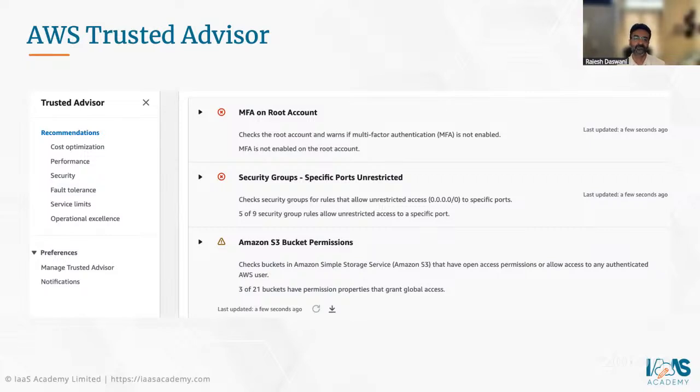The Trusted Advisor is a really excellent tool that AWS gives you to analyze your environment and see where you can make changes to be more cost effective, to improve performance, to ensure security, to implement fault tolerance, to make sure you're not crossing any service limits, and to ensure you're operating as excellently as possible.